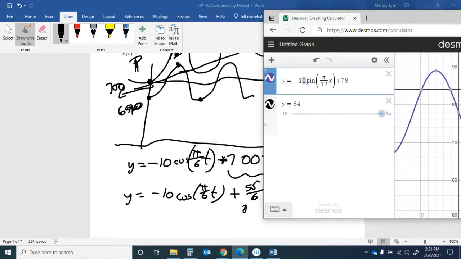Alright, so, -10 times the cosine of pi/6 times t, let's use t, plus the sloping midline having slope 55/6 t plus 700.